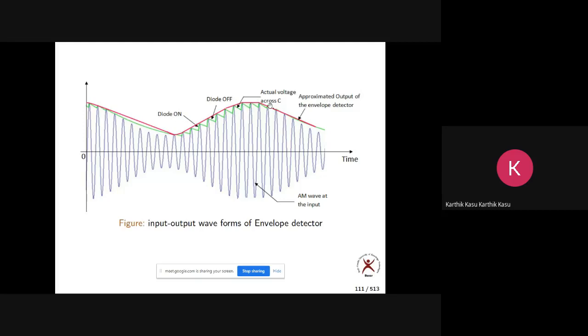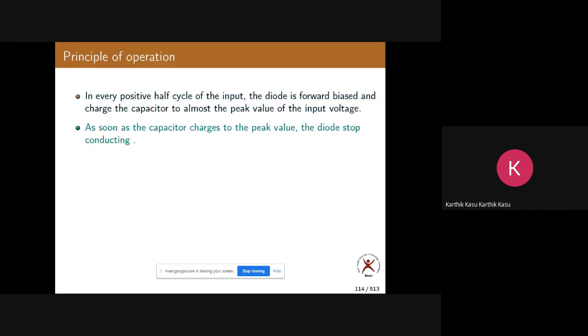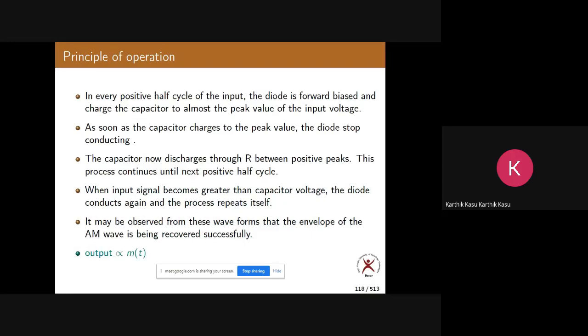Okay. So that is the simple working of the ED. For any clarification about this, please watch the videos. I explained very clearly over there. Okay. So this is the principle of operation, as I just told you.